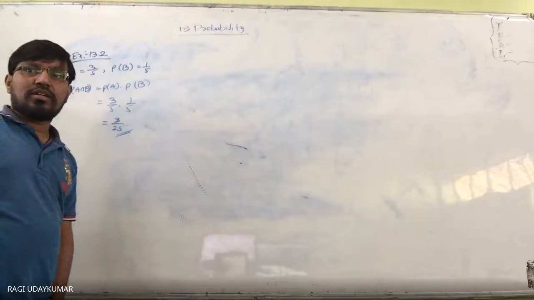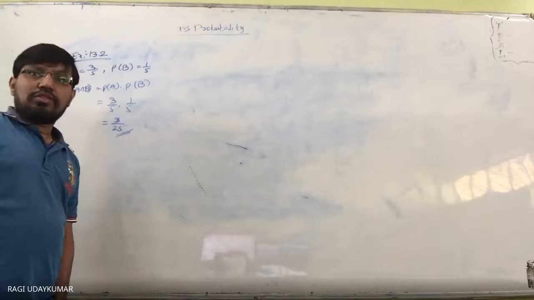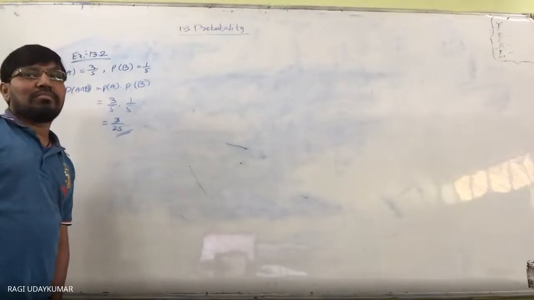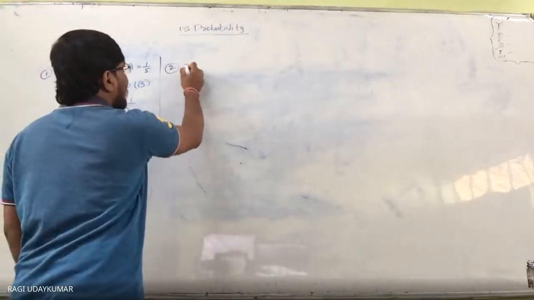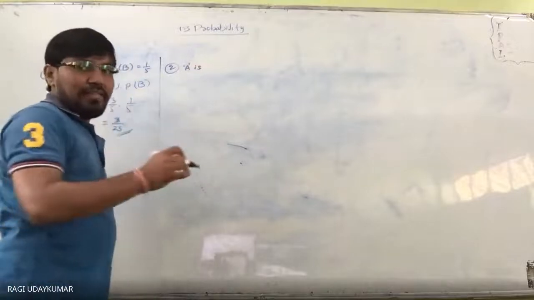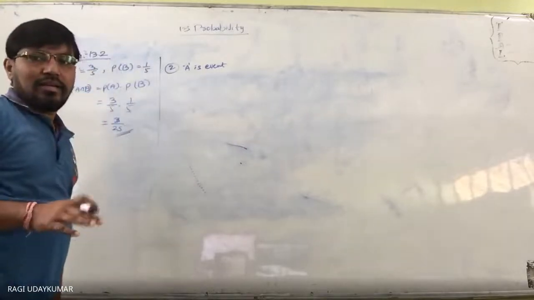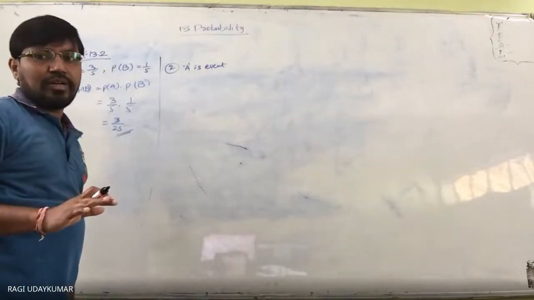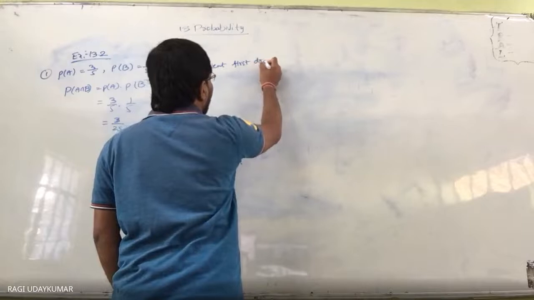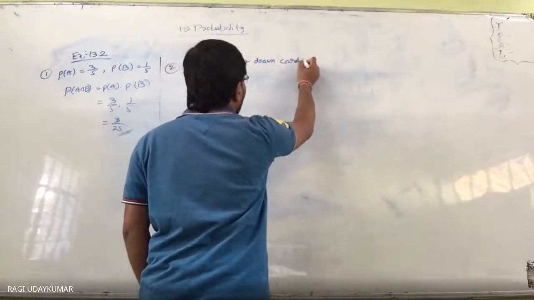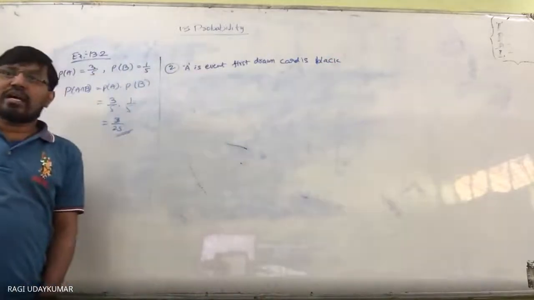The second question is: two cards are drawn randomly without replacement from a pack of 52 playing cards. Find the probability that both the cards are black. So here A is an event, and E and F you can also consider. It's not mandatory that only A is to be considered. A is the event that the first drawn card is black.